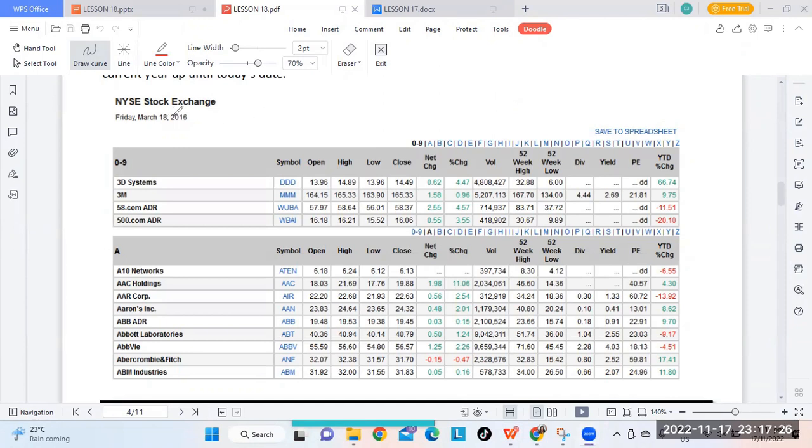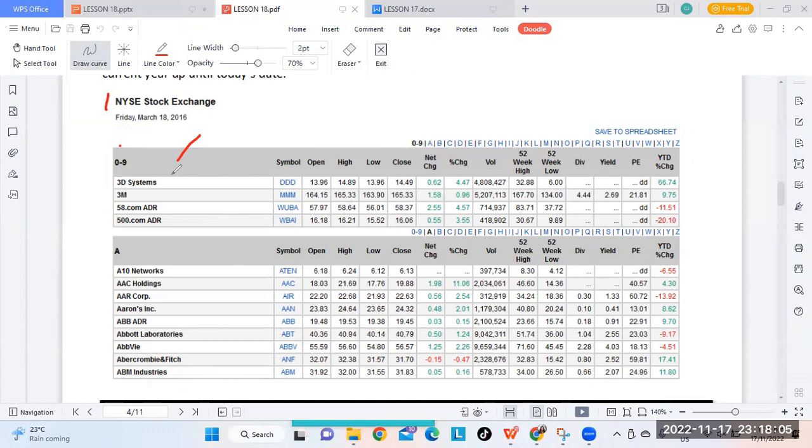Okay, so this is the NYSE Stock Exchange for March 18, 2016. That's Friday. Now, paano ba magbasa or how to read a stock table? Okay, so this is the table. Column number 1, yung buong yan patayo. Column 1, 2, 3, 4, 5, 6, 7, 8, 9, 10, 11, 12, 13, 14, 15.